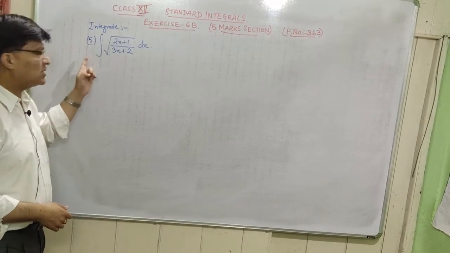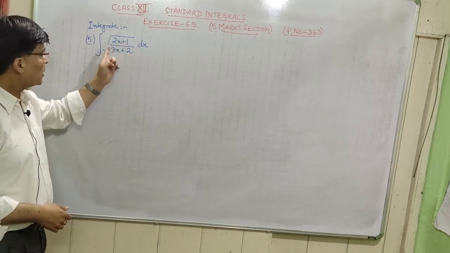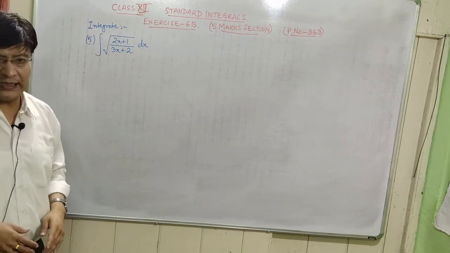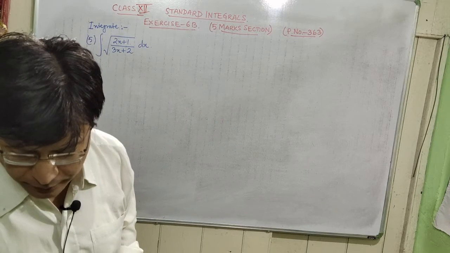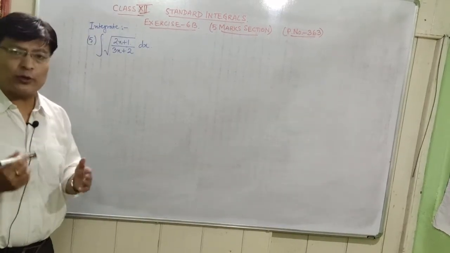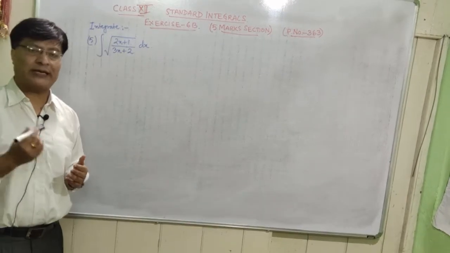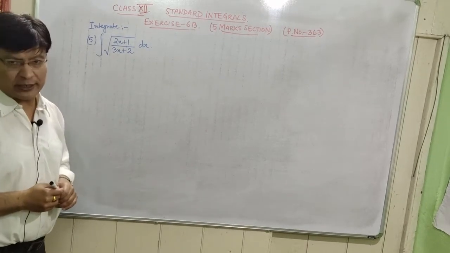So you have to evaluate this integration, that is integral of root over 2x plus 1 divided by 3x plus 2, then dx. Okay. So in this case also, you have to remove square root from the numerator as we have done in the previous problem, that is in problem number 4. So remove square root from the numerator.